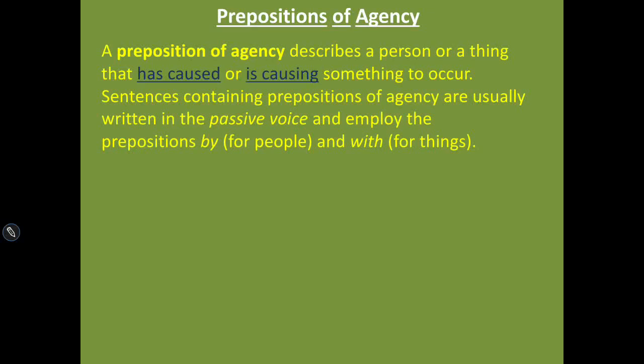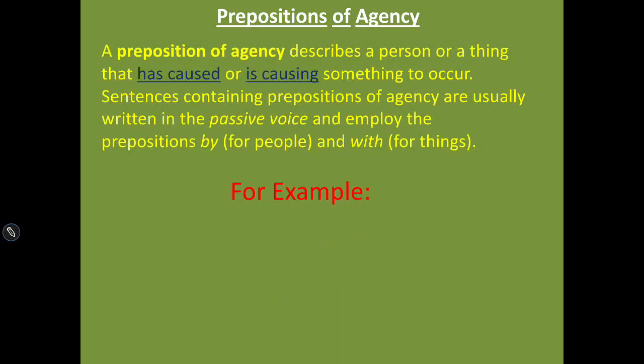What is the difference between active voice and passive voice? In active voice, the subject is given more importance. And in passive voice, what is done to the subject is given more importance. And employ means use. To express prepositions of agency, we use by for people and with for abstract nouns or things.